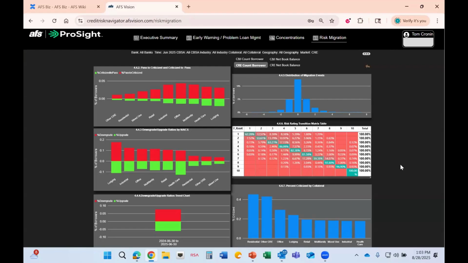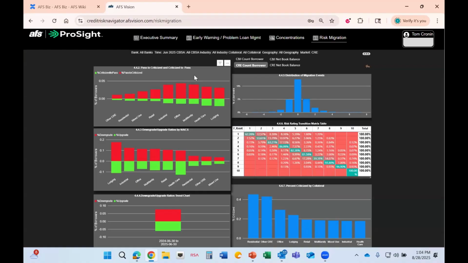And there are four ways to look at the data that you see up here. C&I borrower count, C&I net book balance, CRE borrower count, which is what we're going to look at today, and CRE net book balance. So let's do a quick orientation of the charts so you see what's here and what's available. We're going to start in the upper left. This is the pass to criticize and criticize to pass chart.